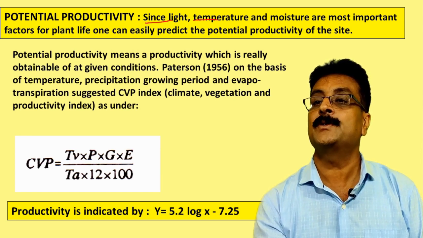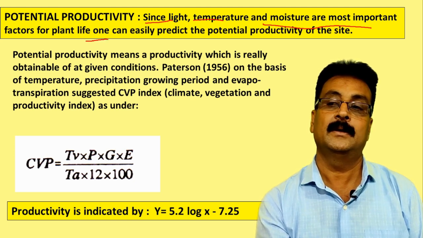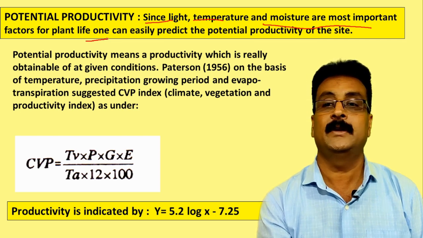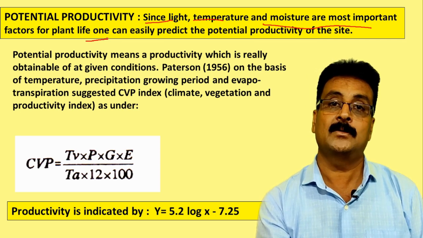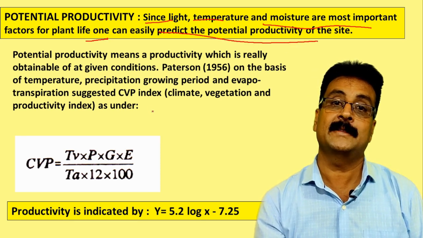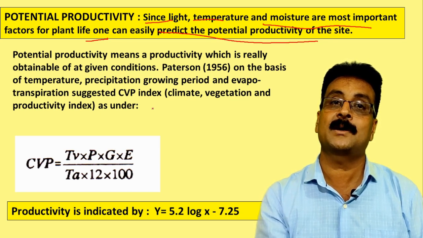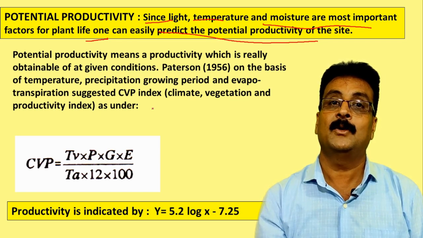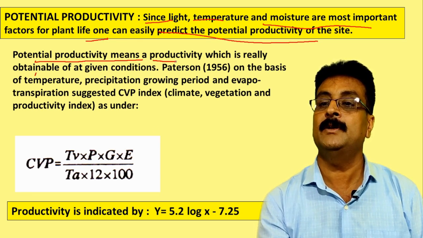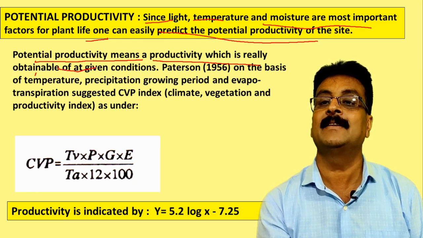See, light, temperature and moisture are very important factors in plant life. As I just explained about the climatic factors, light, temperature and moisture are very important for plant growth, for tree growth, and they predict the potential productivity of that site, that area: how it produces the forest, how it gives trees, what the volume there is. So potential productivity means the productivity which is really obtainable at a given site.